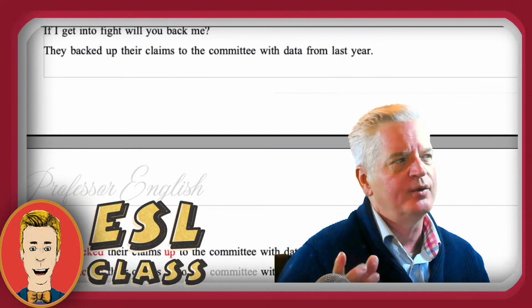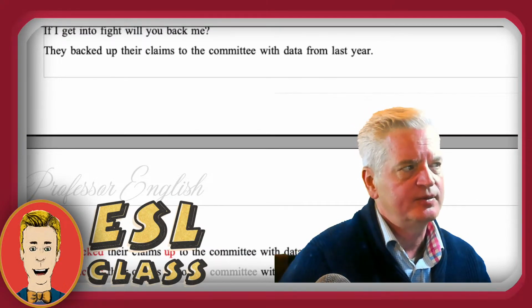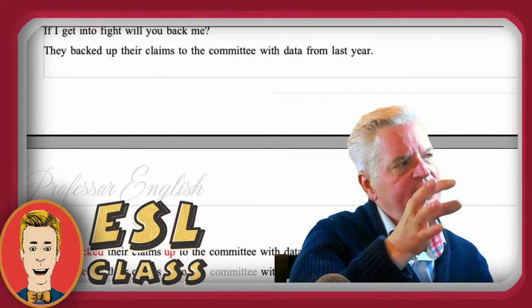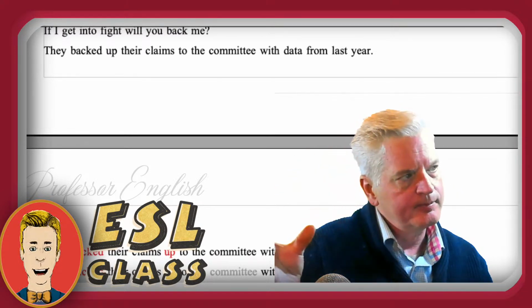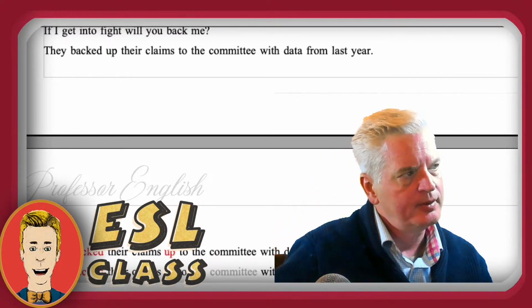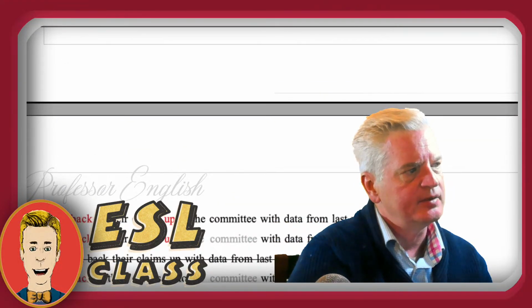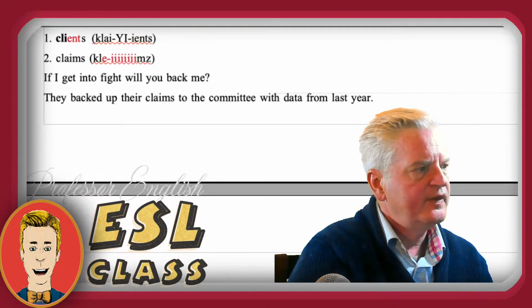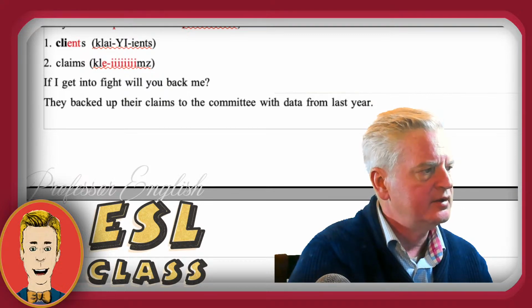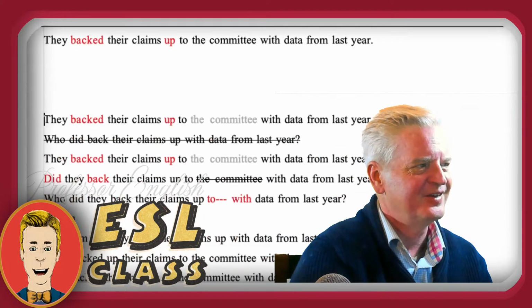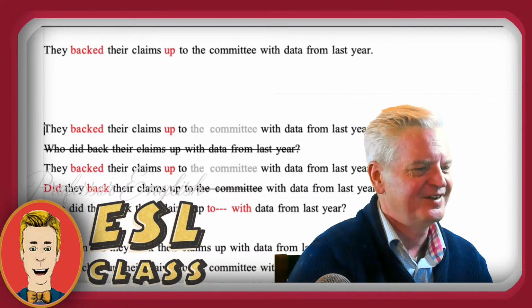It's very long, but what is the object of the verb? It's their claims. Put that inside the verb and say, they backed their claims up. They backed their claims up to the committee with data from last year. They backed their claims up with data. They backed up their claims to the committee with data from last year. It's hard for me to say that. Okay.